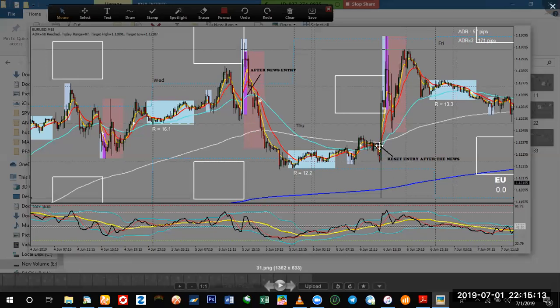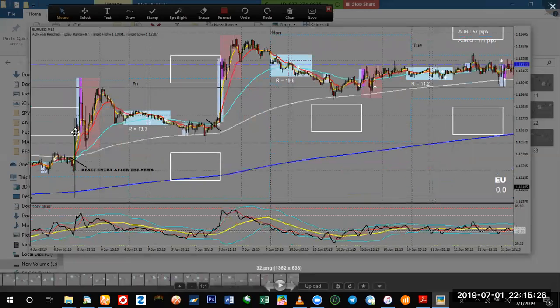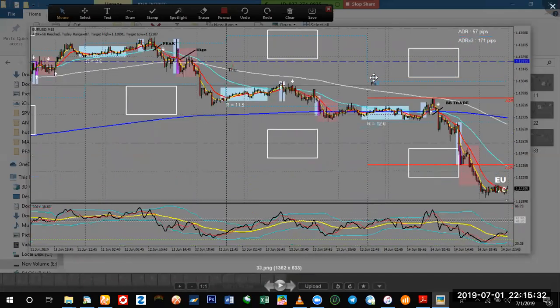Like there was a pin here. You see a pin here and the news is continuing, then you can enter there. You can see here, he entered and he went for the second level. Another entry on the peak, we have the ID50. We have the entry that is called the ID50.